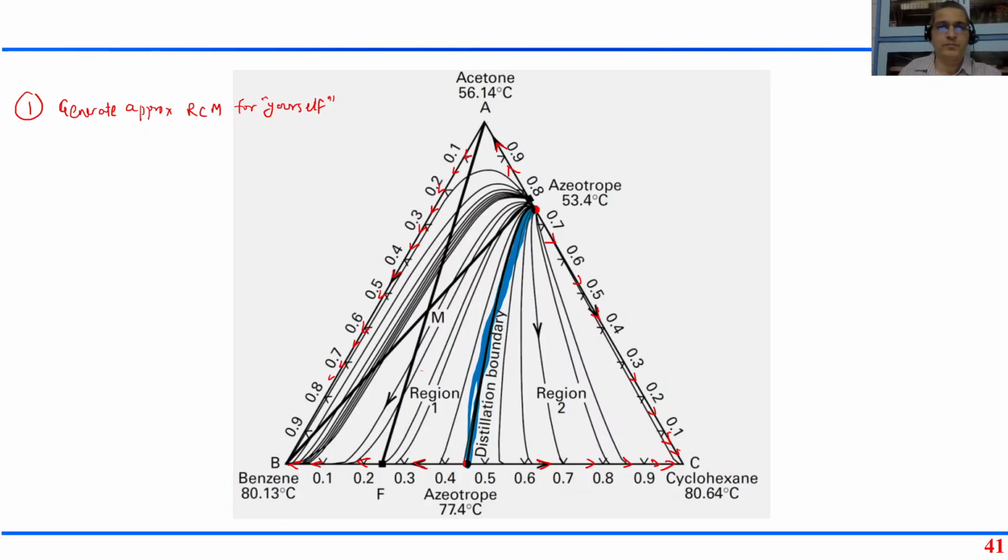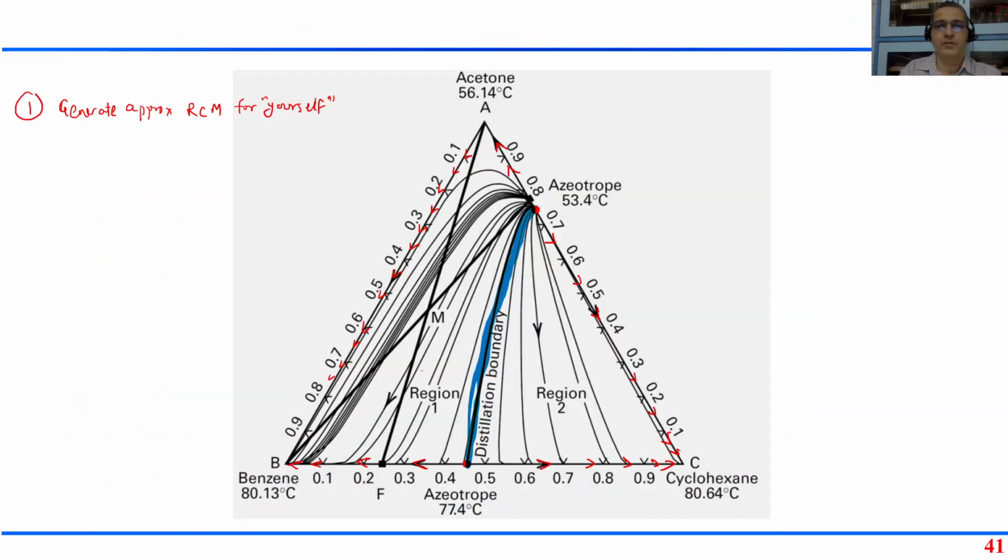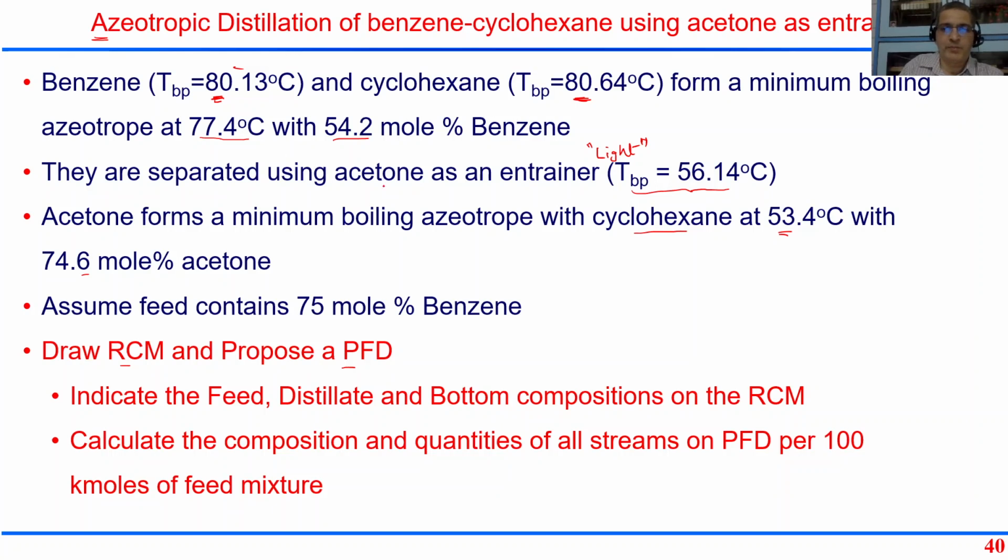Now what is our feed? Feed contains 75 mole percent benzene and 25 mole percent cyclohexane. So feed is somewhere here. Well, 75, 25 may not be exact, but okay. Sorry, that's not the feed. Feed is here. This is our feed. Benzene is here, cyclohexane is here. So the feed is 75 mole percent benzene, 25 mole percent cyclohexane. This kind of separation, benzene and cyclohexane, is a very common kind of separation in petrochemical complexes.